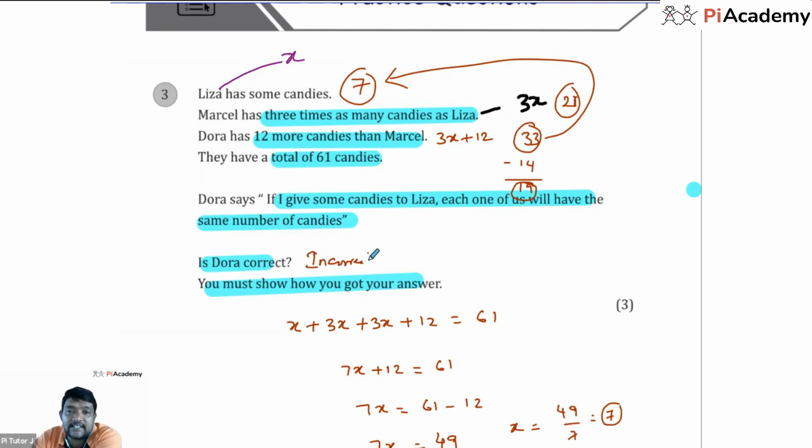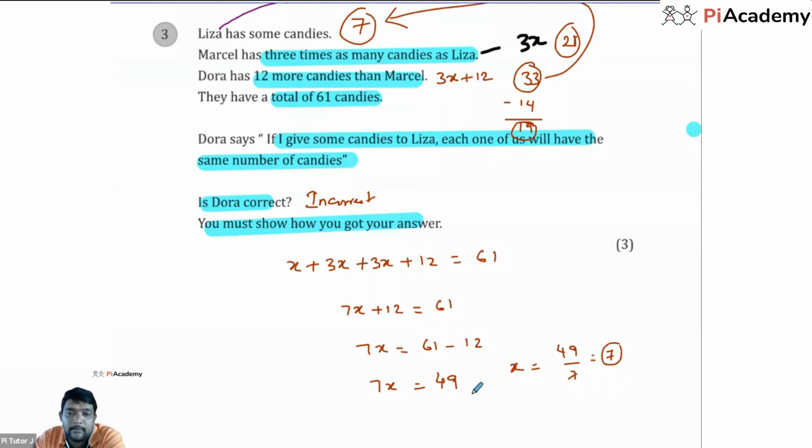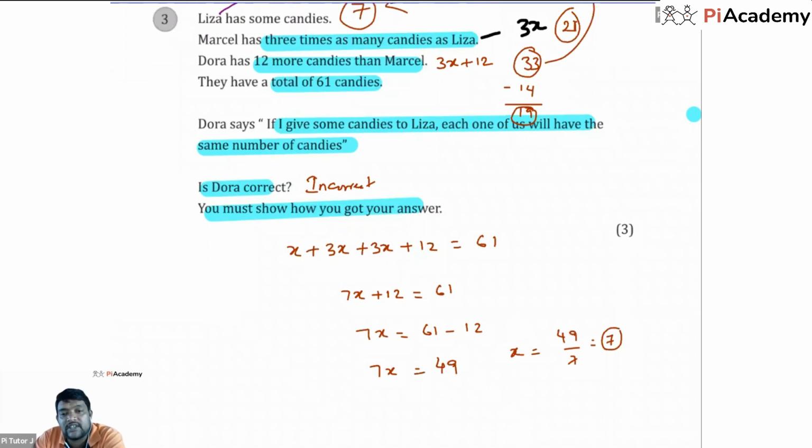Excuse me, couldn't you just say that they can't have the same number of candies because it's not divisible by 3? Yes, you can do that. 61 is not divisible by 3. Okay. Good. So did you understand, guys? Yes, sir. Wonderful. Excellent. Let's go to the next question.